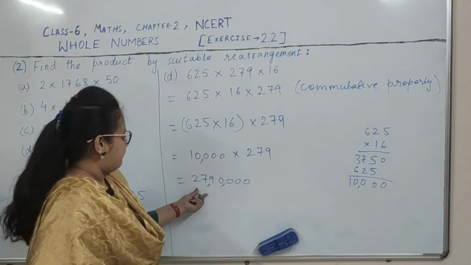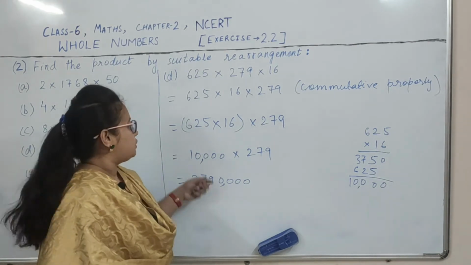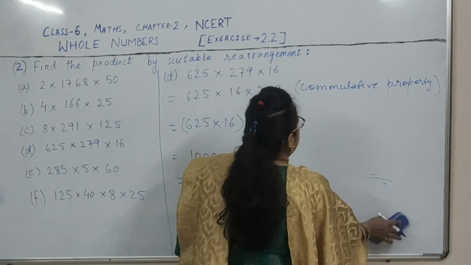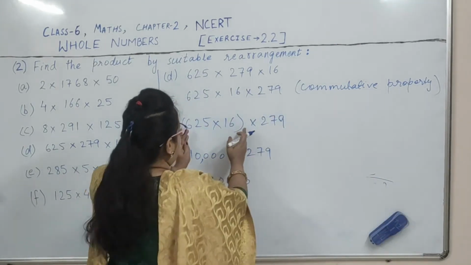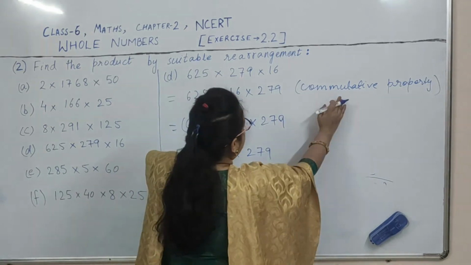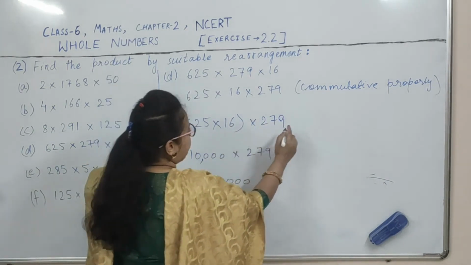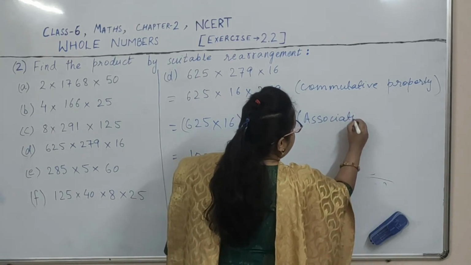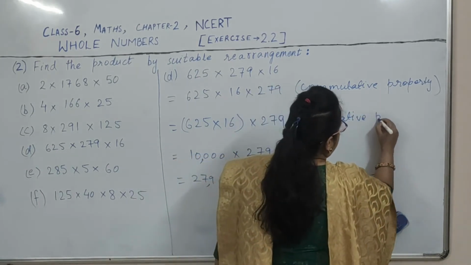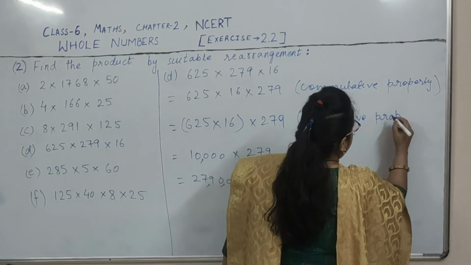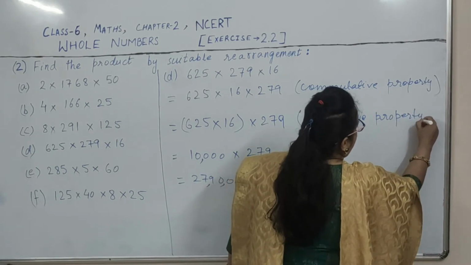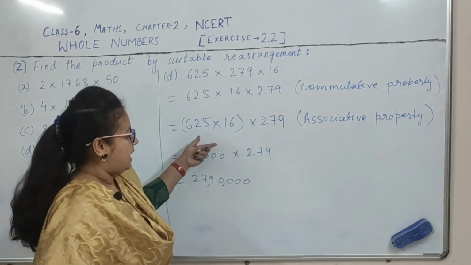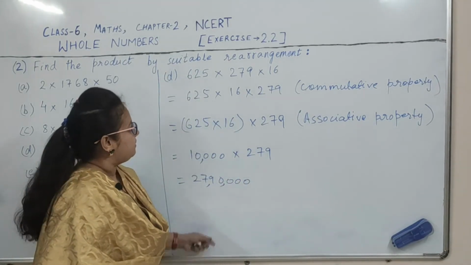This is 27,90,000. So we got the product by making use of the associative property here, and here we have the commutative property, and here we have used the associative property. See, whenever I am using the properties, I am writing that beside. Okay, so that we can remember what property we have used and we have solved the question.